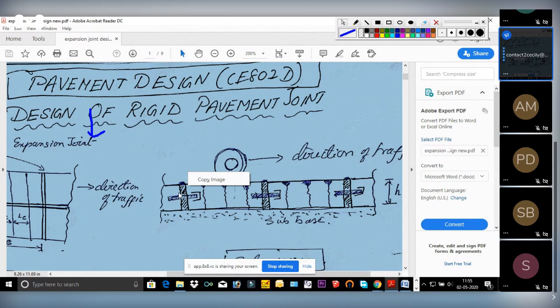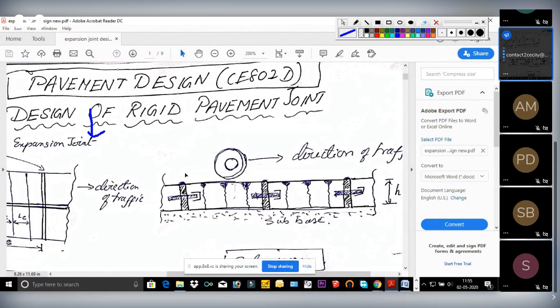If we use a filler material with zero compressibility, that means it is very hard and cannot compress. So during expansion, what happens? There is no way for the slab to expand. If we add some compressible materials here, then only it will allow the expansion, right? It will squeeze. When the slab expands, the material will squeeze and allow the slab to expand. But if we use some hard materials, then what happens?